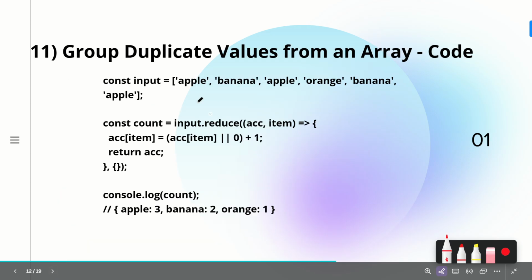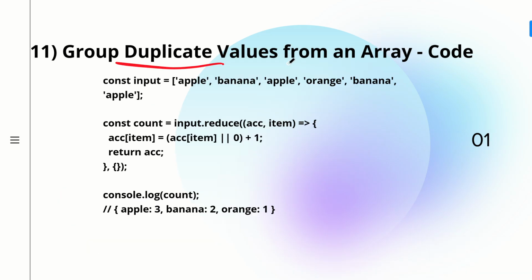Now let's get into our 11th question. Group the duplicate values from an array. For this they might ask you to write code. Share your screen and write code. So we will see how we can group the duplicate values from an array. You will be given an array with duplicate values, apple, apple, apple, multiple times. This can be anything which the interviewer will give you. How you can do it is you can make use of the same reduce method of the array.